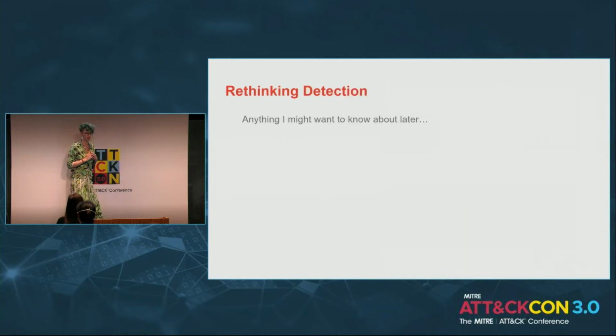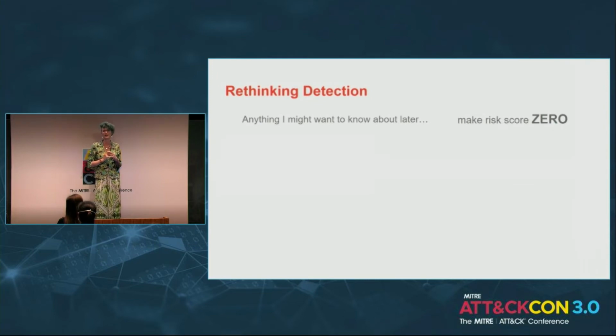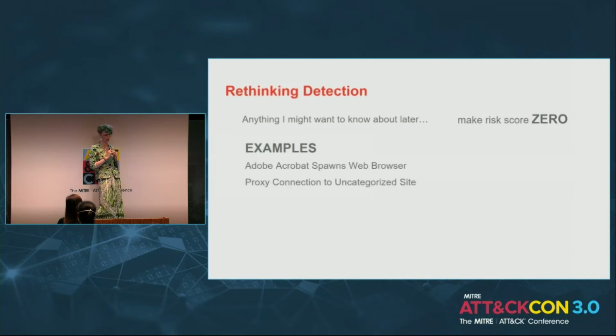And so just about rethinking how we do detection, because we're just looking for observations, I can store anything I might want to know about later and just make the risk score 0. So a few examples of how we utilize this. This was actually a favorite of mine from one of our SOC analysts. You know who you are.